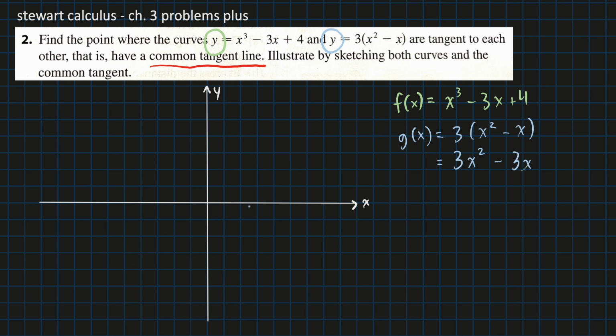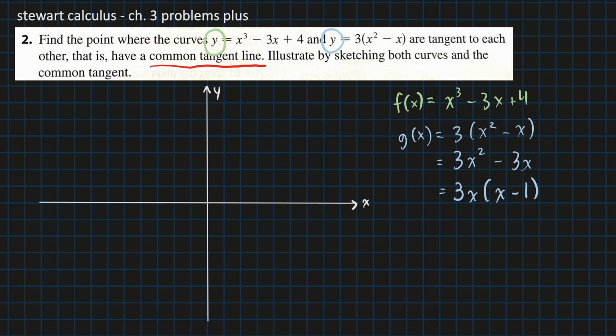And since we're going to draw it, it might be easier to have this function in factored form. So to put it into factored form, I can just take out 3x from each of these terms. If I take a 3x out here, from this term you just get x. Take a 3x out of here, you just get minus 1. If you multiply it back, you'll just get this expression again.